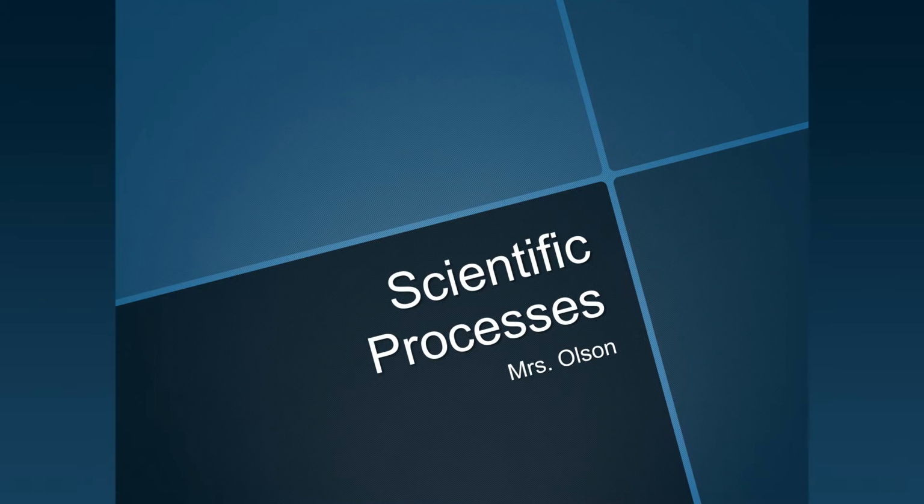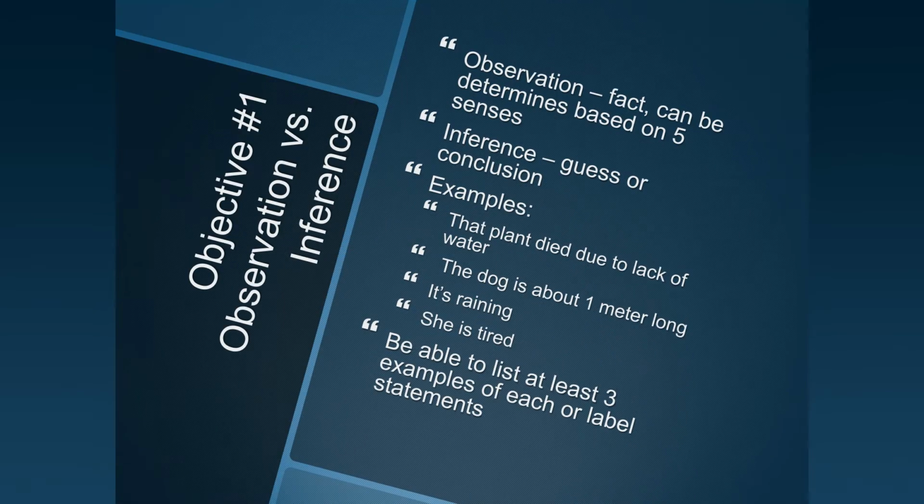I'm Mrs. Olson, and I'm going to take a few minutes and review our objectives for our scientific processes unit. There are 4 total. We're going to take them one at a time. The first objective deals with observation versus inferences.